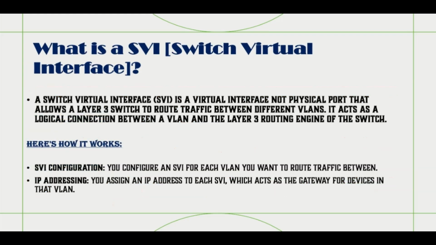What is a SVI, switch virtual interface? A switch virtual interface, SVI, is a virtual interface, not a physical port, that allows a layer 3 switch to route traffic between different VLANs. It acts as a logical connection between a VLAN and the layer 3 routing engine of the switch. Here's how it works. SVI configuration: you configure an SVI for each VLAN you want to route traffic between. IP addressing: you assign an IP address to each SVI, which acts as the gateway for devices in that VLAN.